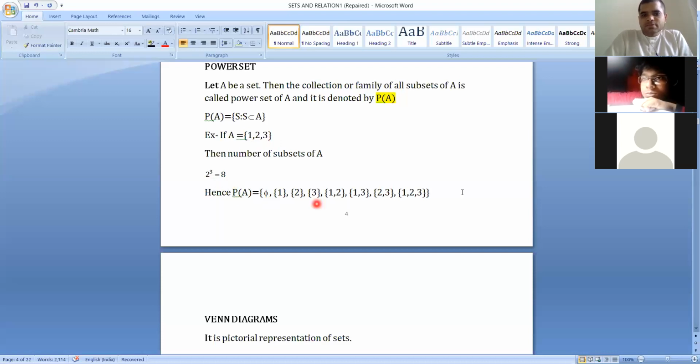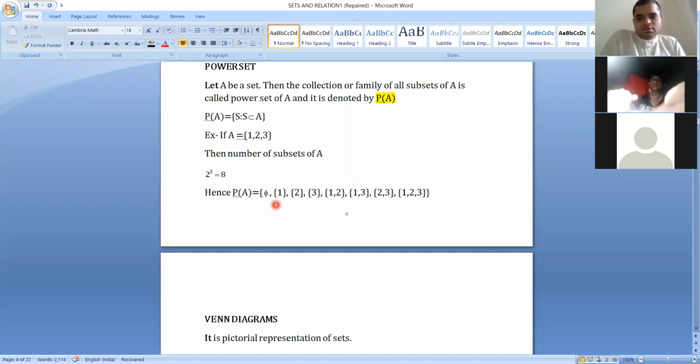So how many elements will the power set have? 8 elements, because there will be eight subsets. Now it is asked again how many elements the power set of the power set of A will have. The power set of A has 8 elements, so its power set will have 2 to the power 8 elements.